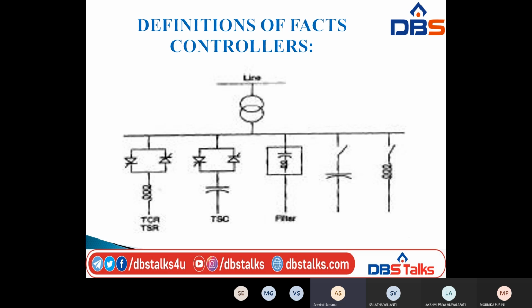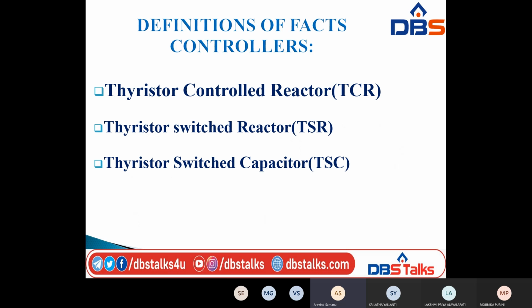In the static VAR compensator, we have different types of compensators like FACTS controllers. The first one is thyristor controlled reactor, the second one is thyristor switched reactor, and the third one is thyristor switched capacitor. These are the three types available in the static VAR compensator. The SVC is totally based on thyristors only, that too without gate turn-off capability.